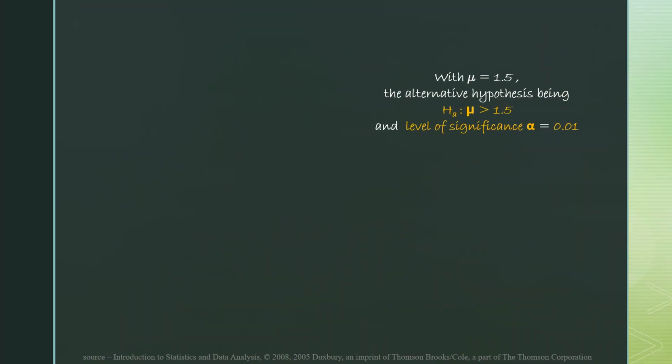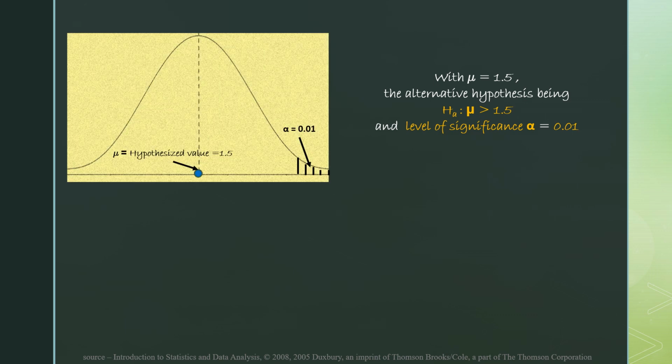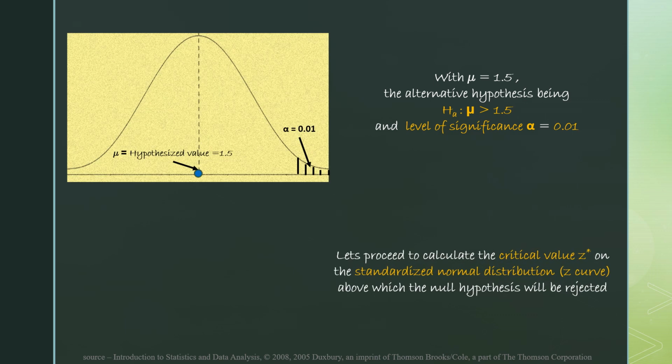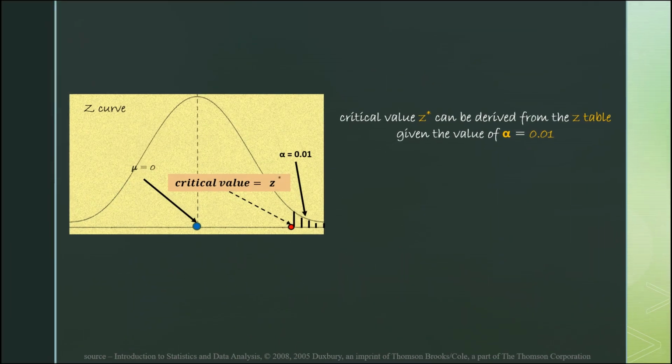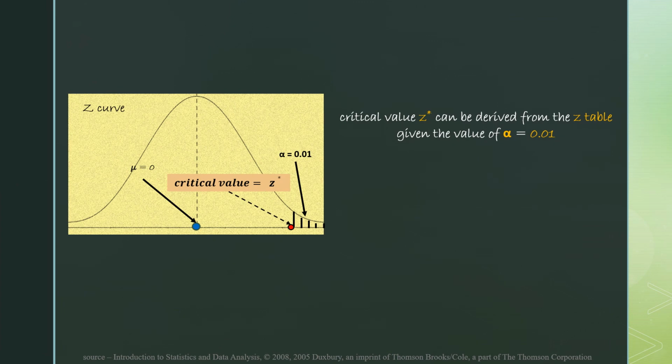With mu equals 1.5, the alternative hypothesis being HA, that is mu is greater than 1.5, and the level of significance alpha equals 0.01, we have a situation as illustrated here. Let's proceed to calculate the critical value Z star on the standardized normal distribution, that is the Z curve, above which the null hypothesis will be rejected. Critical value Z star can be derived from the Z table given the value of alpha that equals 0.01.